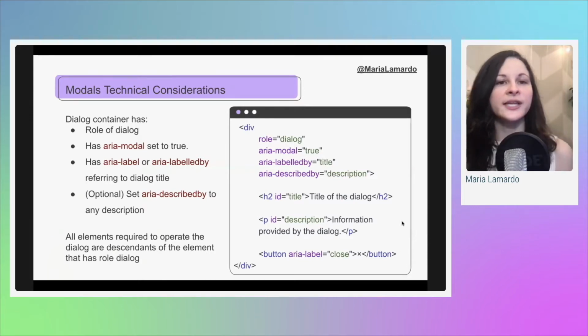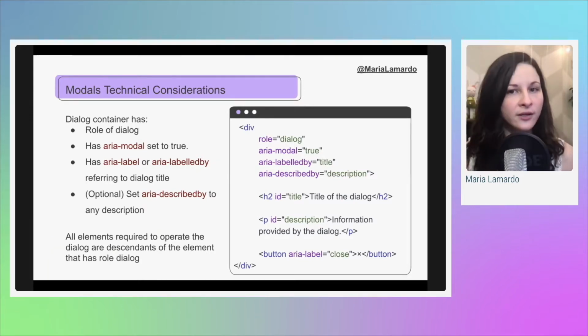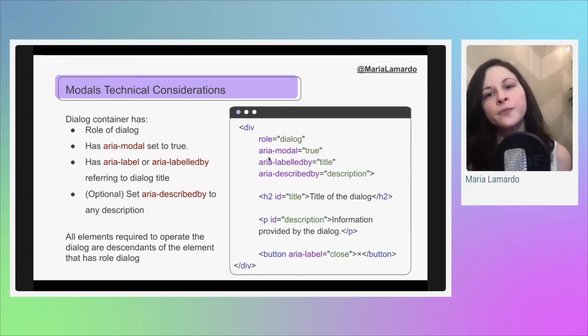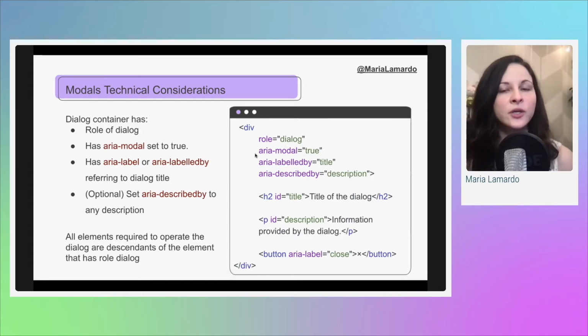So the dialog container must have a role of dialog for that container. You could see that here, role of dialog. On the right, you could see some of the code. Then we also want aria-modal equals true. And this will ensure that some assistive technology will be prevented from going behind that modal, or outside that modal, I should say.